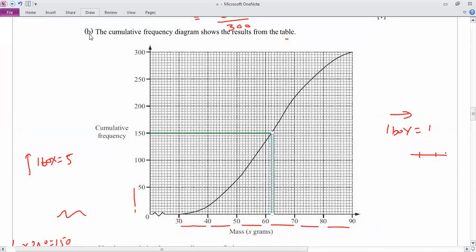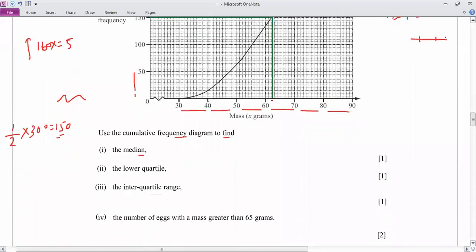This one. And what is this one? 62. Also, if some student writes 62.5, it is acceptable, okay? So median is 62. Then lower quartile. Lower quartile means Q1. Yes. What is Q1? 1 over 4 of the last cumulative.